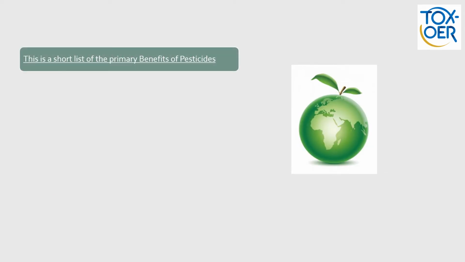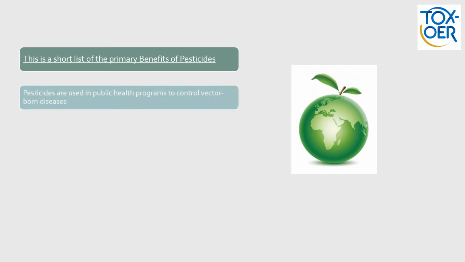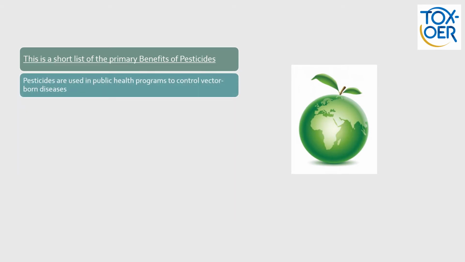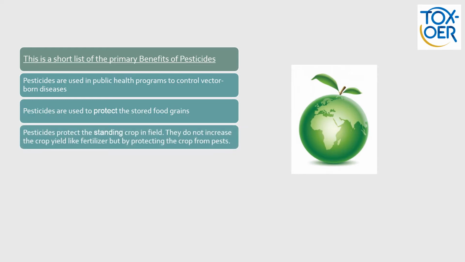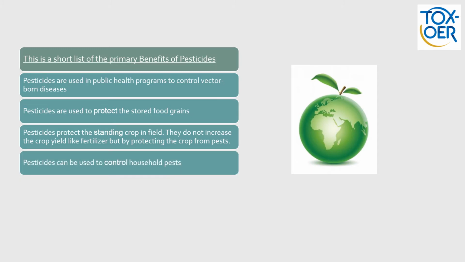Here is a short list of the primary benefits of pesticides. They are used in public health programs to control vector-borne diseases. Pesticides are used to protect stored food grains. They protect the standing crop in the field. They do not increase the crop yield like fertilizer does, but do so by protecting the crop from pests. They can also be used to control household pests.